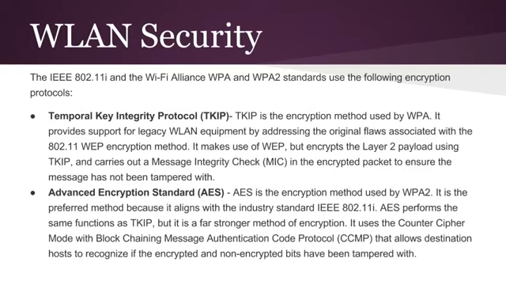The AES is the encryption method used by WPA2. It is a preferred method because it aligns with the industry standard IEEE 802.11i. AES performs the same functions as TKIP, but it is a far stronger method of encryption. It uses the Counter Cipher Mode with Block Chaining Message Authentication Code Protocol, or CCMP, that allows destination hosts to recognize if the encrypted and non-encrypted bits have been tampered with.